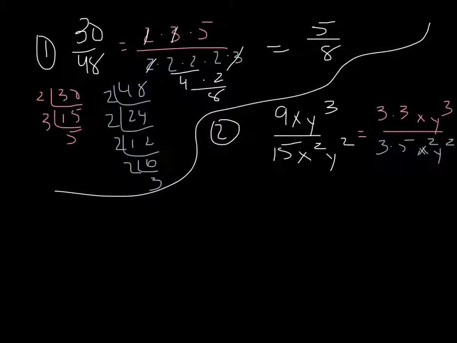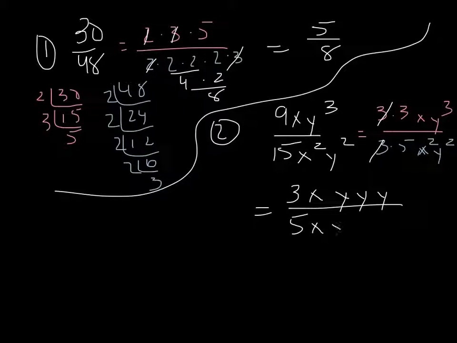Okay, so I can break those up. The 3's cancel. So that gives me a 3x. And then y cubed is y times y times y. I have a 5 on bottom. I have an x times x and a y times y. That's x squared and y squared. And things cancel here. That x cancels with that x. Y with y. Y with y. And so our final answer is 3y over 5x.